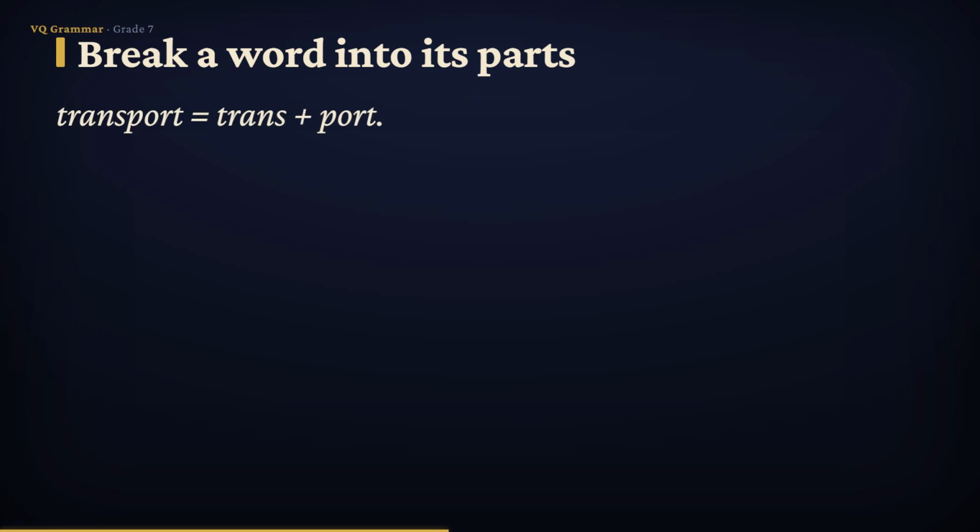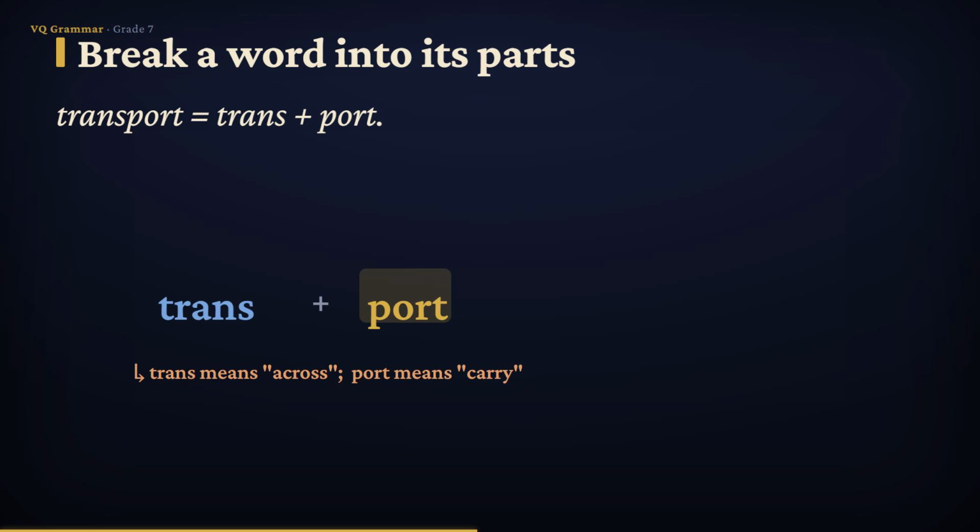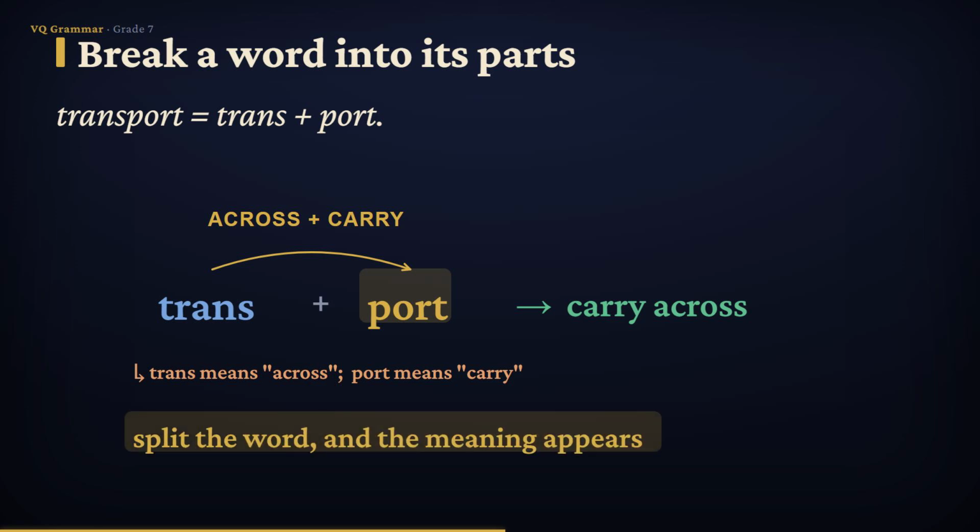Now, let's put a root to work by breaking a whole word apart. Take transport. We can split it into two pieces, trans and port. We just learned that port means carry. The piece trans means across. Put them together, across plus carry, and transport literally means to carry across. Isn't that neat? When you meet a long, unfamiliar word, try breaking it into parts. Find the root you know, and the meaning often appears right in front of you.